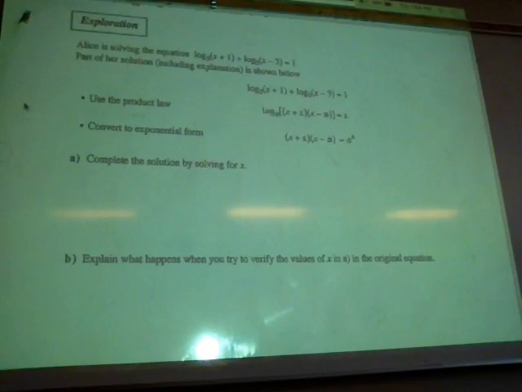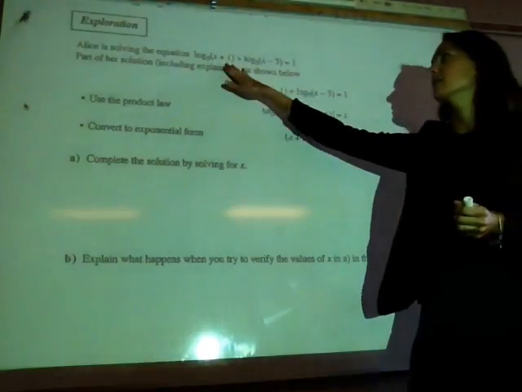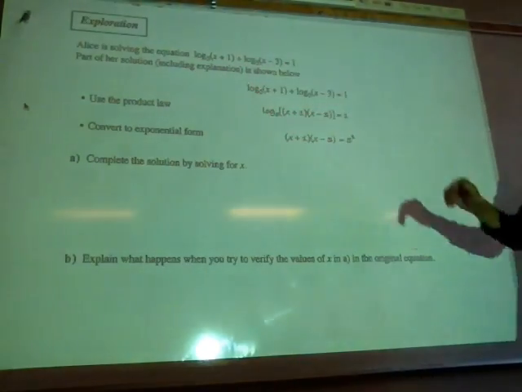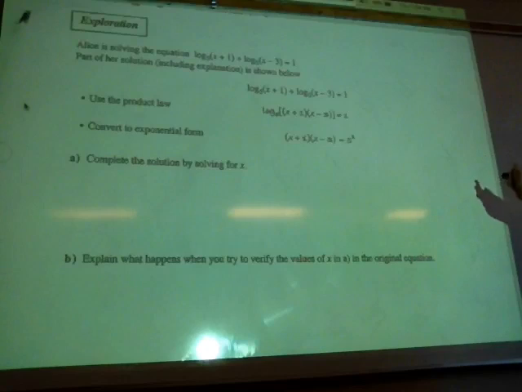So let's check out what Alice has done. So Alice is solving the equation. Okay, so we have logarithm base 5, argument x plus 1, plus logarithm base 5, argument x minus 3, that equals 1. Alice has shown her work.